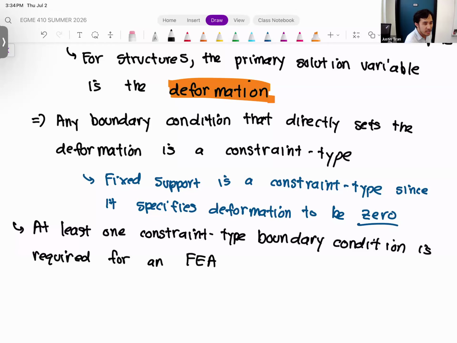But I always give this statement because otherwise it becomes very tricky. So for every simulation that you run, you should expect there to be at least one constraint type. 99% of the time, it's going to be a fixed support. But you can actually directly specify a non-zero deformation as well. It's just that those get a bit more complicated.